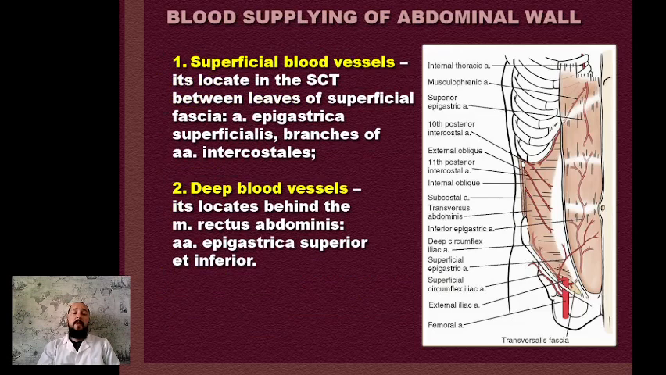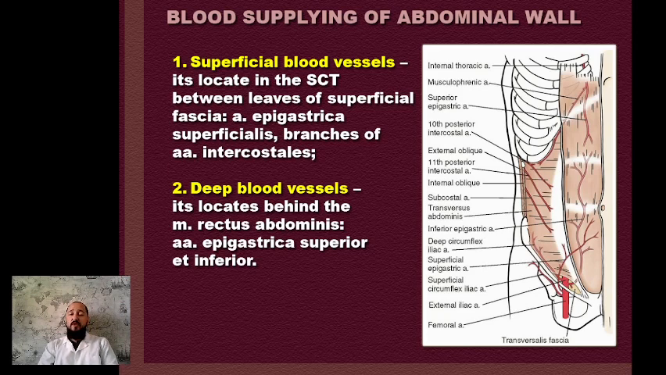Blood supply of the abdominal wall. The superficial and deep blood vessels supply the abdominal wall. I mark the arteries. Venous outflow, as you know, is the same way. So, superficial blood vessels are located in the subcutaneous fat, as I mentioned before, between the leaflets of the superficial fascia.